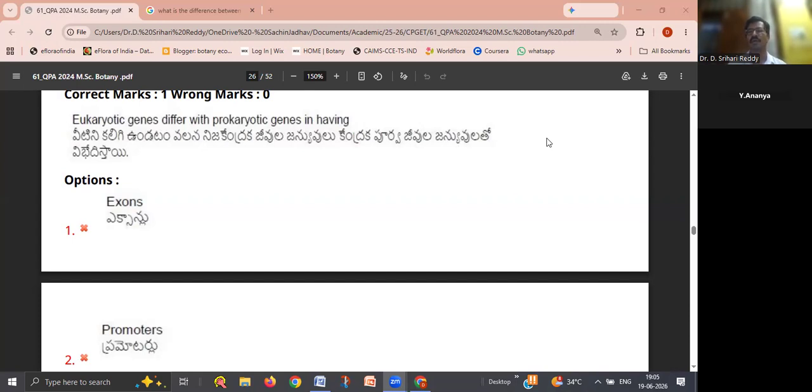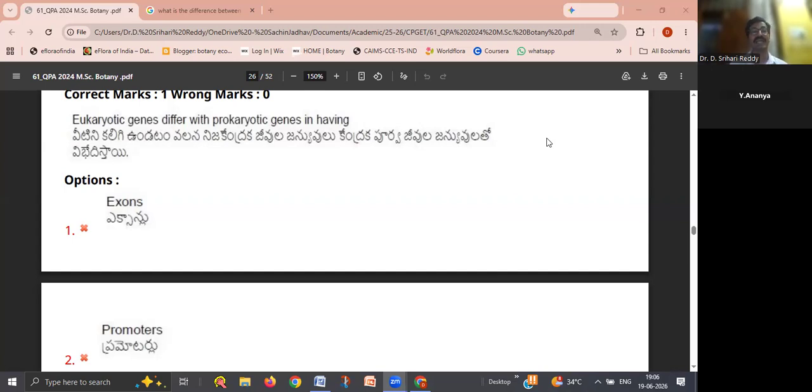Usually we see operons in the case of prokaryotic genes. Several genes are attached to the same promoter and regulator. They form a cluster-like structure. Two, three, or four genes are regulated by the same promoter and regulator gene. So that is called an operon. For example, the lactose operon or the tryptophan operon.